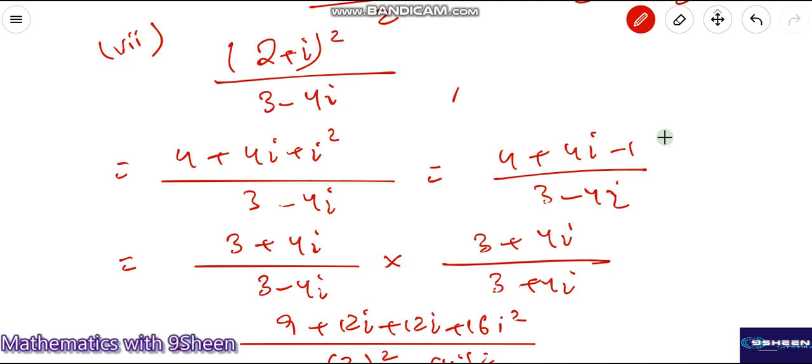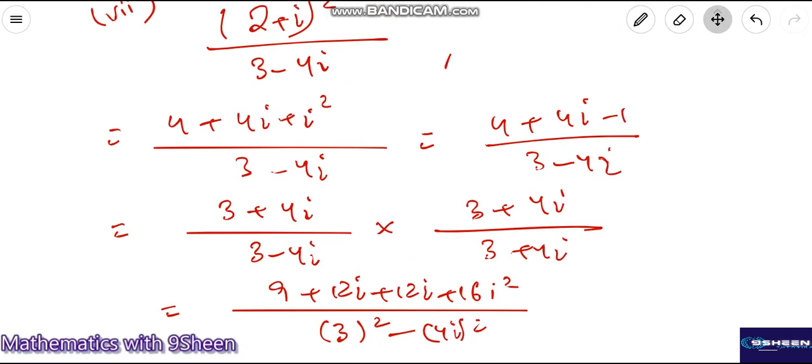Iota square means minus 1. 3 minus 4 iota as it is. 4 minus 1 will become 3, and plus 4 iota, 3 minus 4 iota. Now take the conjugate. Conjugate is 3 minus 4 iota, and it is 3 plus 4 iota multiplication. Now start this.